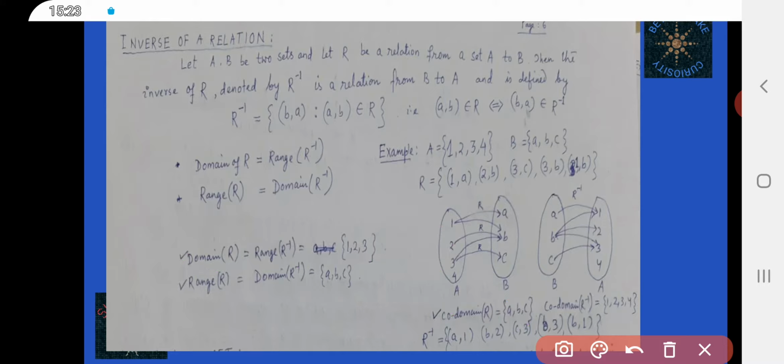And similarly, range of R is A, B, C. Now see the domain of R inverse. Domain of R inverse is the set of first components: B, C, B. So the set is A, B, C. So range of R is equal to domain of R inverse, that is A, B, C, this set.